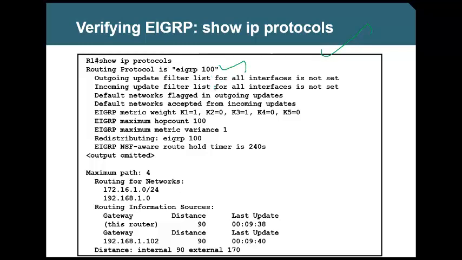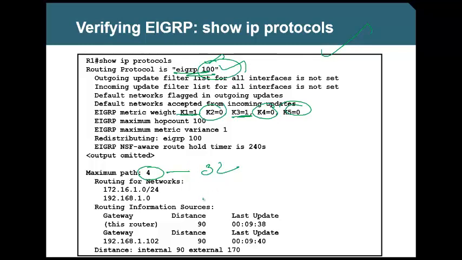Currently we see EIGRP alone with autonomous system 100 running, and you see the K values. I said K1 and K3 will be considered on, all the rest are 0. This must match with every neighbor. The autonomous system number also should match with every neighbor. And then by default, the maximum paths for load sharing, if paths are available, is 4 by default, but I said you can tune up to 32.